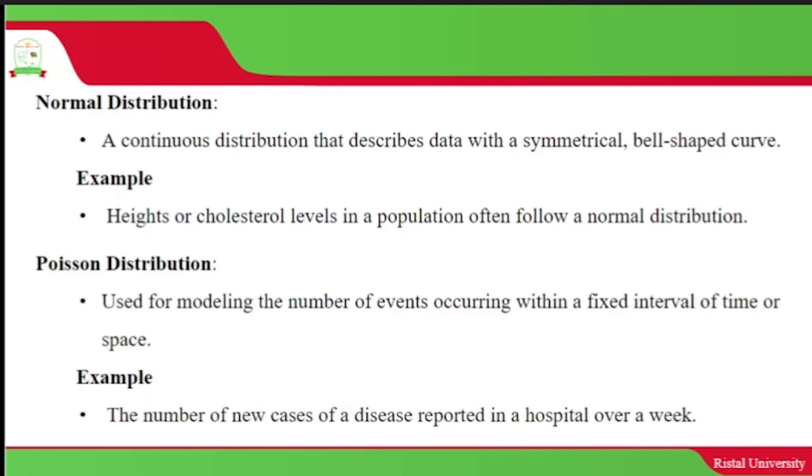So lastly, we could look at the Poisson distribution, which is used for modeling the number of events occurring within a fixed interval of time or space. This could be the number of new cases of disease, number of hospital beds, number of HIV patients retained in care, number of road accidents in a given period of time. So this distribution is usually modeling the count of an outcome. Okay.